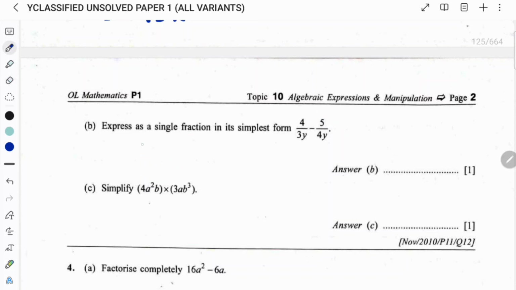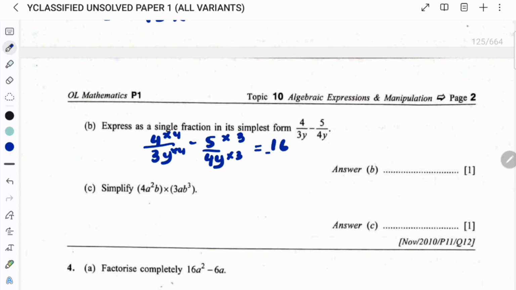Now look in front. 4 upon 3y and minus 5 upon 4y. Okay, y is there, but we have to make it 12y. 3 times 4 is 12, so multiply by 4, and 4 times 3 is 12, so multiply by 3. So that will become 16 upon 12y and 15 upon 12y.